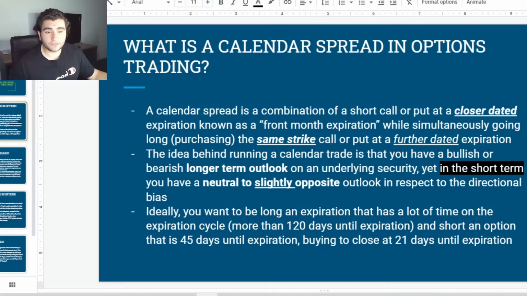The idea behind running a calendar trade is that you have a bullish or bearish longer term outlook on an underlying security, yet in the short term, you have a neutral to slightly opposite outlook in respect to the directional bias. Ideally, you want to be long an expiration that has a lot of time on the expiration cycle, meaning more than 120 days until expiration, and short an option that is 45 days until expiration, buying to close or doing an adjustment at 21 days until expiration.